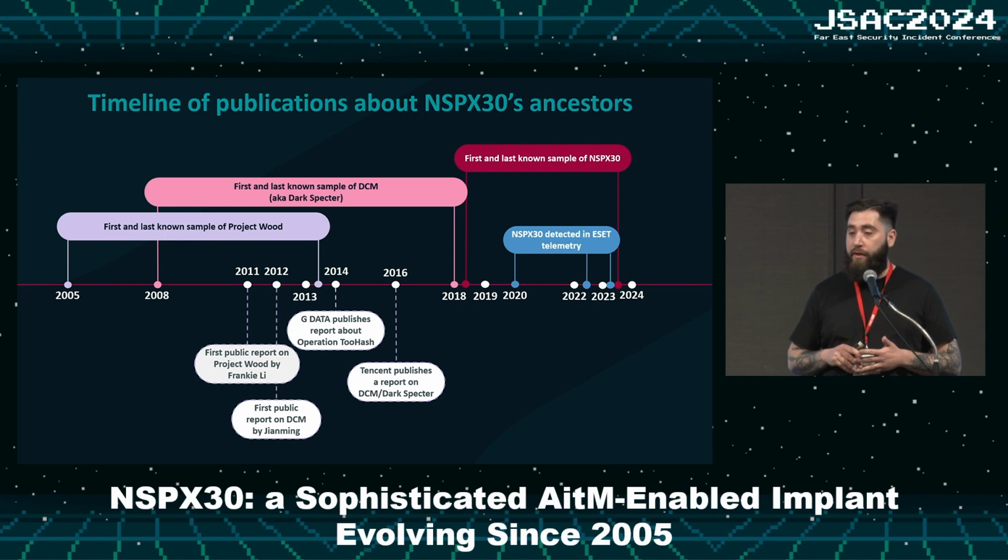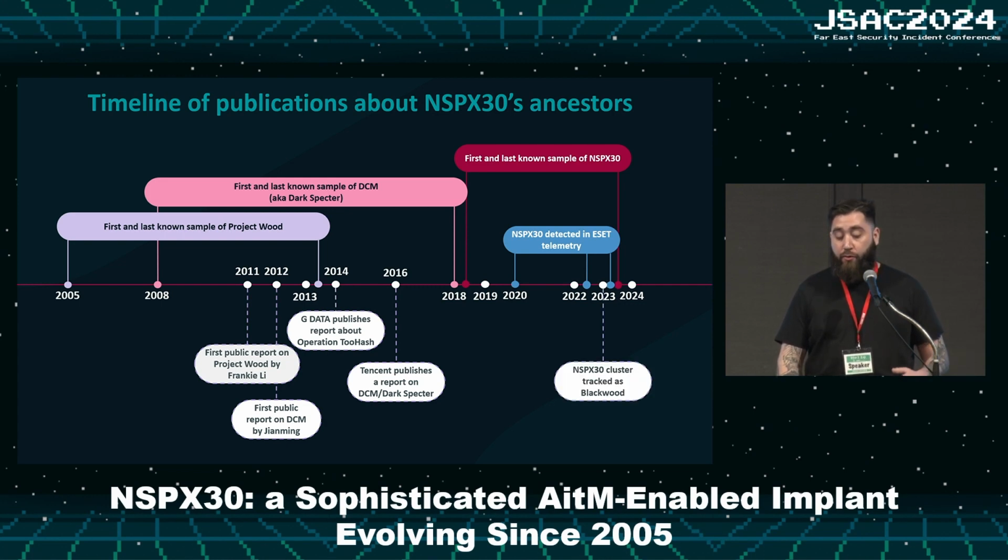In 2016, Tencent published a report about DCM where they call it Dark Spectre, noting the adversary-in-the-middle capabilities of the attackers. The original post is also lost to time, but we could still find several copies in Chinese forums and blogs where there was heavy commentary about it and speculation and some very mysterious stories about this implant. In 2023, with all of these new samples, we were able to investigate the past of these implants and classify this new cluster under the name Blackwood. And here ends the historical part of this presentation.